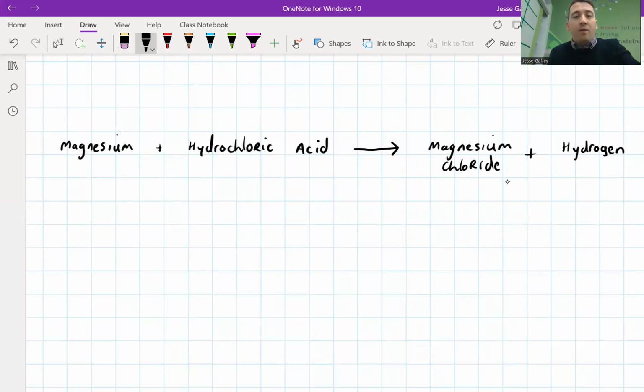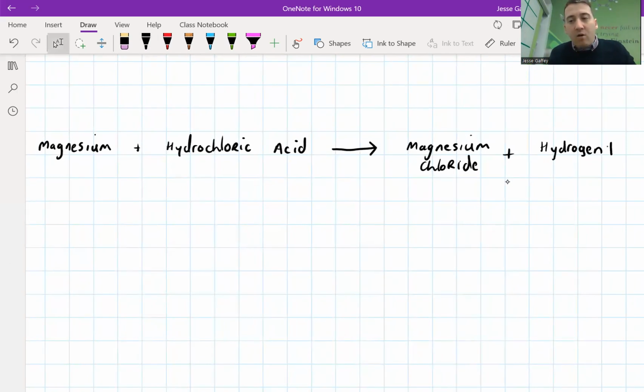Hydrogen. Now, because it's a gas, we often use this little arrow upwards to show that it's a gas. So to annotate this and say what this means: it's a gas and it's given off. Okay, so that's what that little arrow means. Hydrogen is given off.